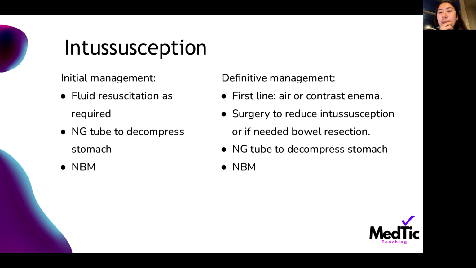And then in terms of management, similar to pyloric stenosis, there's an initial management that you need to do. You just need to resuscitate, and if they need fluid resuscitation, give that as required. Basically, you need to make them stable enough for surgery. So use an NG tube to decompress the stomach, and make them nil by mouth. And then in terms of definitive management, you don't actually need to start with surgery first. You can start off with an air or contrast enema, and in 80% of cases, that should solve the issue. But if the air or contrast enema doesn't work, then you'll need surgery to reduce that telescoping, or if there's already dead bowel, resection, unfortunately.